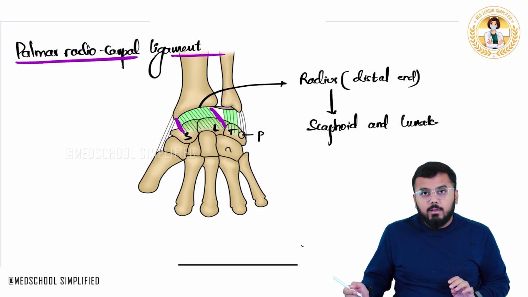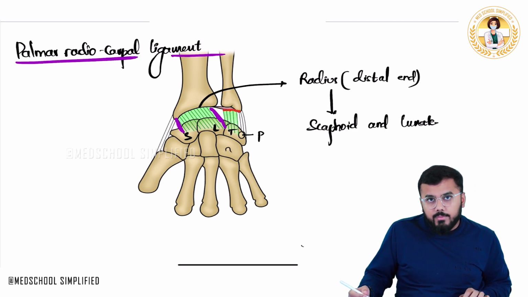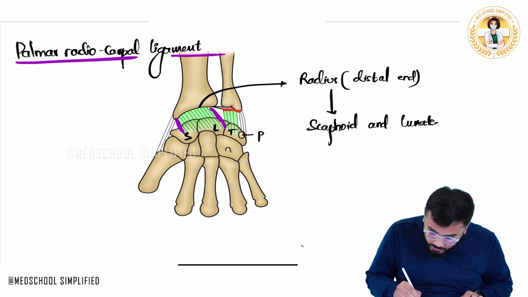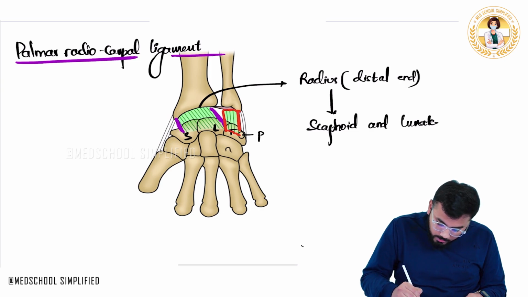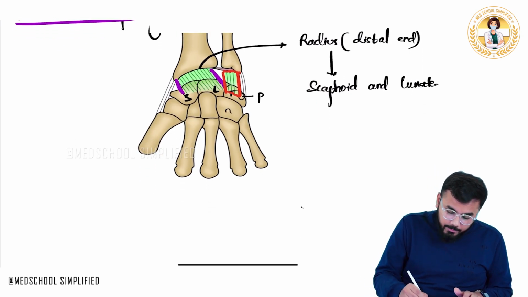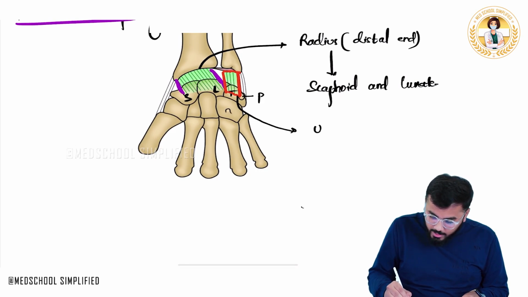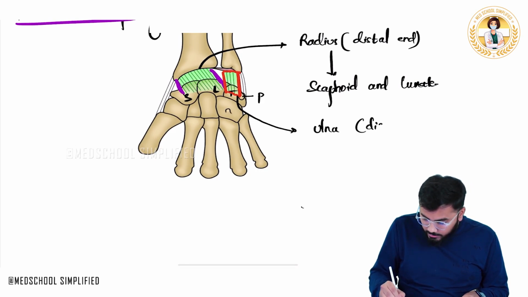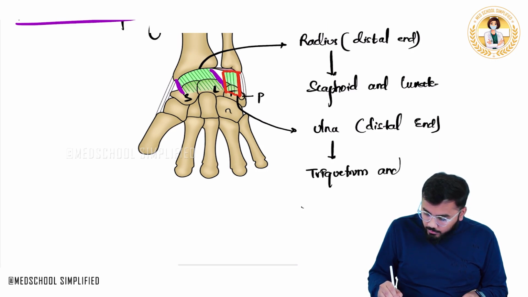You can also see another ligament, and that is attached all the way from the ulna. And down it is attached to the triquetrum as well as pisiform, right? All the way it is attached from the ulna to the triquetrum as well as pisiform. This ligament is called, and by the way, let me write down about this ligament, right? So this ligament all the way attaches from the ulna. Ulna on which side? The distal end of the ulna, right? And down it is attached to the triquetrum and pisiform.